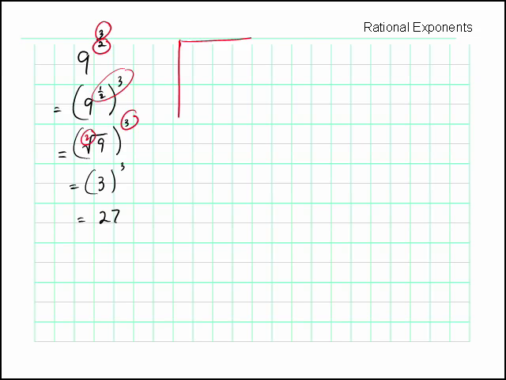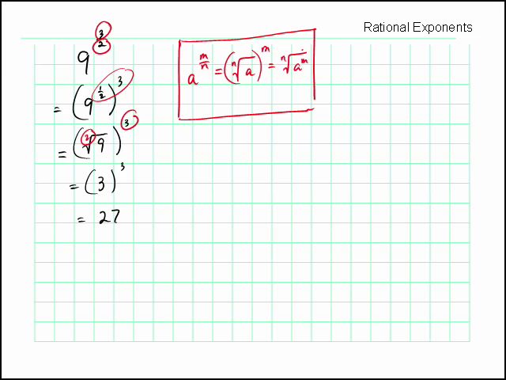The rule looks like this. A to the m over n, your book does it backwards, is equal to the nth root of a to the m power. Or you can actually have the m inside if you want. Nth root of a to the m.